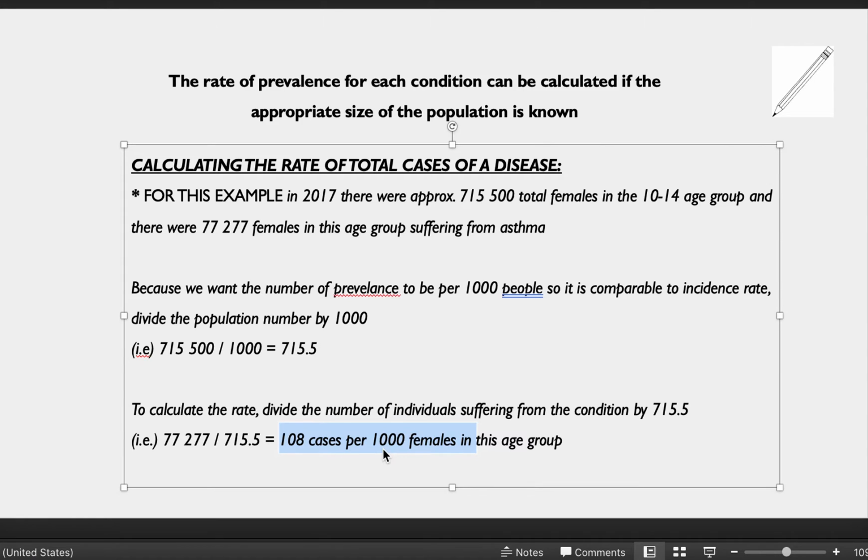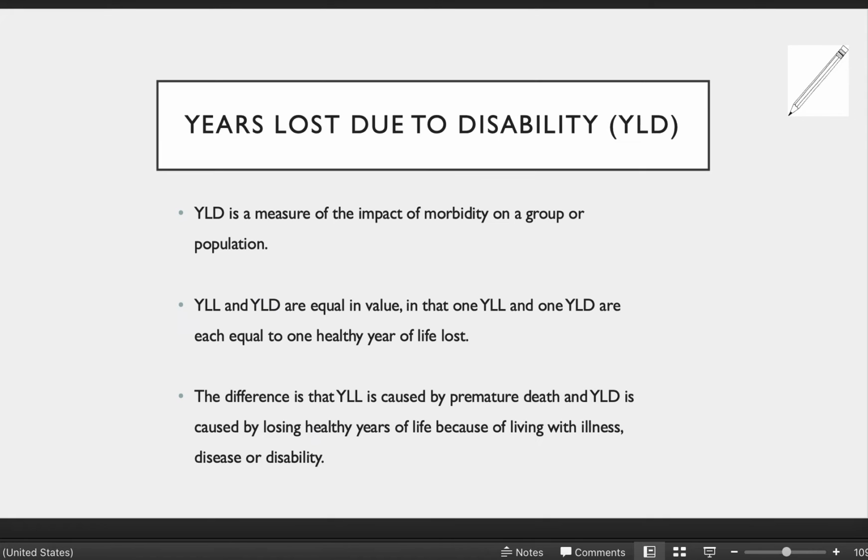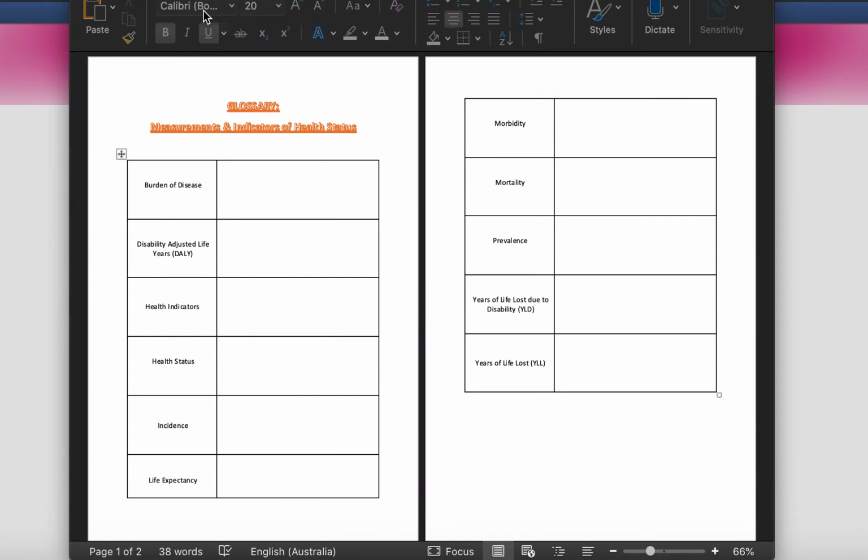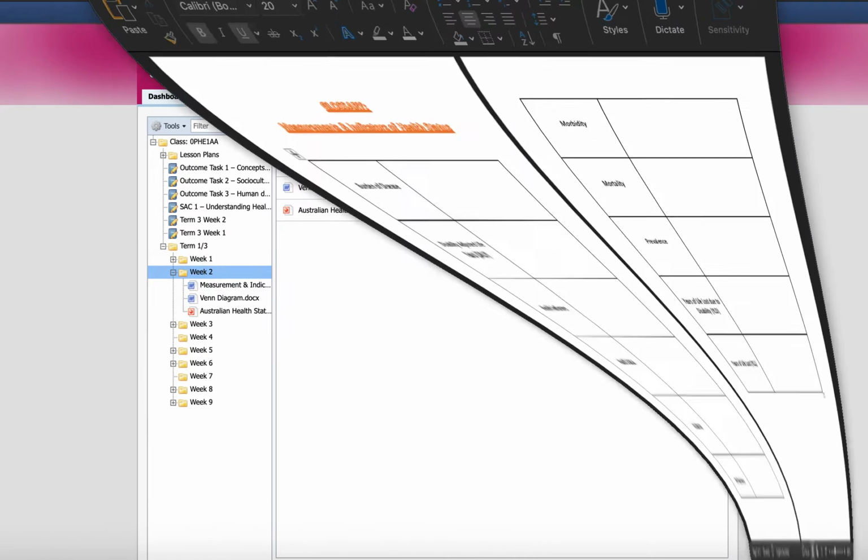So if we were to go back and look at the incidence at that 10 to 14 category, my apologies, for females, we would see that the number was around about 8, and yet there's 108 cases. That means we actually can work out roughly how many cases were carried over from the previous year by a simple subtraction. I'm going to leave it here. We will go through years of life lost due to disability next week and finish off these slides at that point. So don't forget to go back through your glossaries.